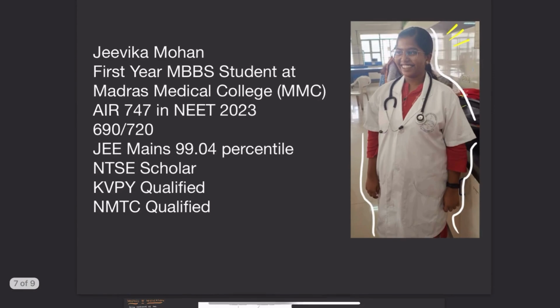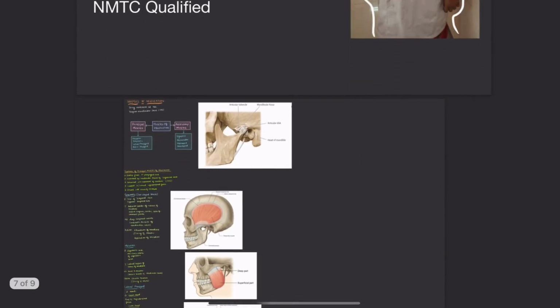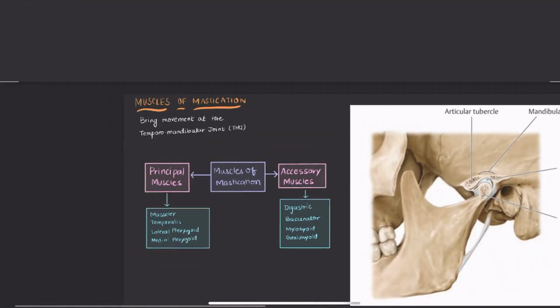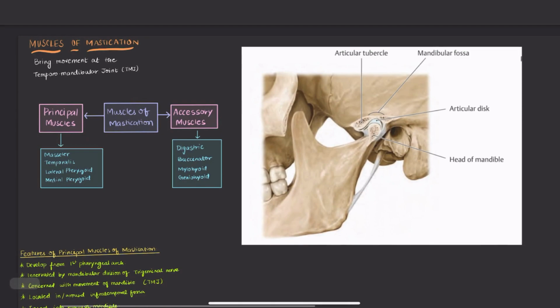So let us now move on to the topic. The muscles of mastication are going to bring about a movement at the temporomandibular joint. So over here, this is the temporomandibular joint. This is the mandible, as you can see, and this is the temporal bone. So the temporomandibular joint is going to elevate, depress, protract and retract the jaw.